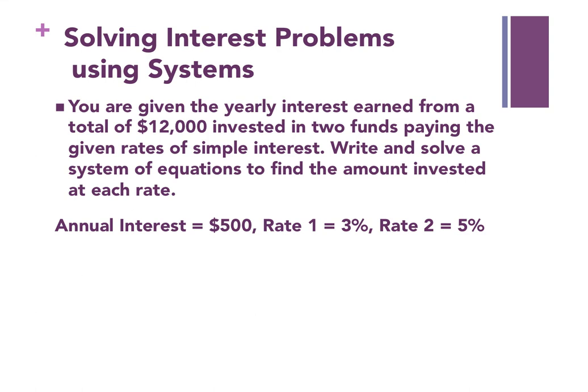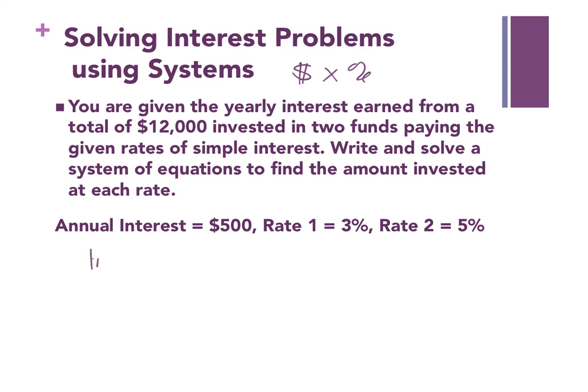So this says you're given the yearly interest earned from a total of $12,000 invested in 2 funds, paying a given rate of simple interest, which means not PERT. This is just the money invested times the percent it's invested in. That's what simple interest means. You're going to write and solve the system of equations to find the amount invested at each rate.